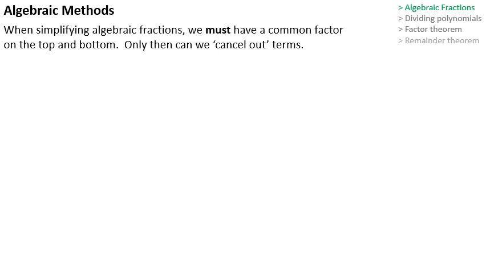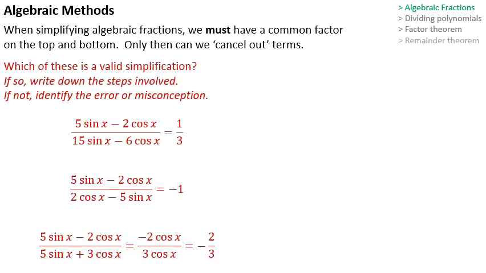Now, when we're simplifying fractions, any fractions, we have to have a common factor. We need to have something we can divide by on the top and the bottom. I'd like you to have a look carefully at these three examples and see which of them you think has used a valid process to cancel down the fraction. They all seem to turn into very simple things: a third, minus 1, minus 2/3. Which of them are valid simplification steps and which of them are not?